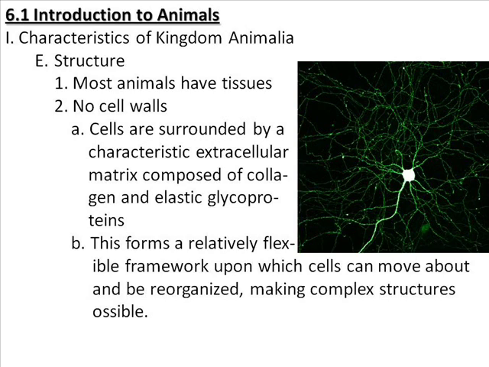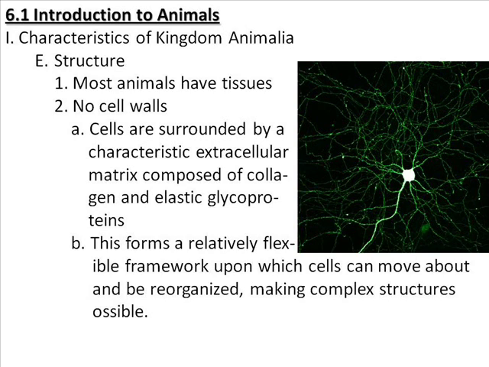In fact, their cells are surrounded by an extracellular matrix that is composed of collagen and elastic glycoproteins. This is a very important innovation, for it allows for relative flexibility of cells. It provides a complex framework from which cells can reorganize themselves, and this helps to make complex tissues such as nervous systems and muscle tissues.